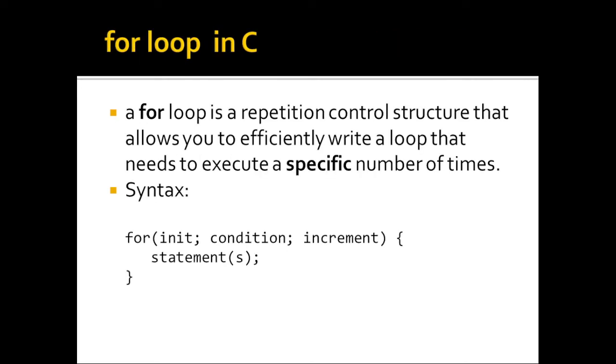The for loop in C. A for loop is a repetition control structure that allows you to efficiently write a loop that needs to execute a specific number of times. The syntax is: for, open parenthesis, init or the initialization, semicolon, condition, semicolon, increment, close parenthesis, and then we have the open curly brace and close curly brace. Actually, the braces are optional. If you're going to repeat only a single statement, you can remove them, but I strongly recommend that you always place them, whether we have one or a block of statements inside the loop.